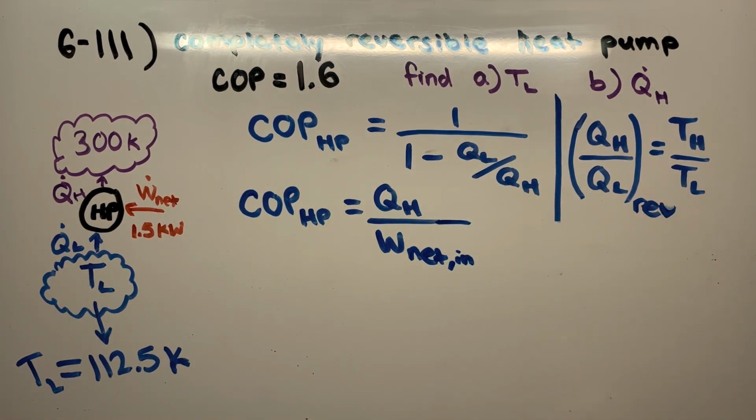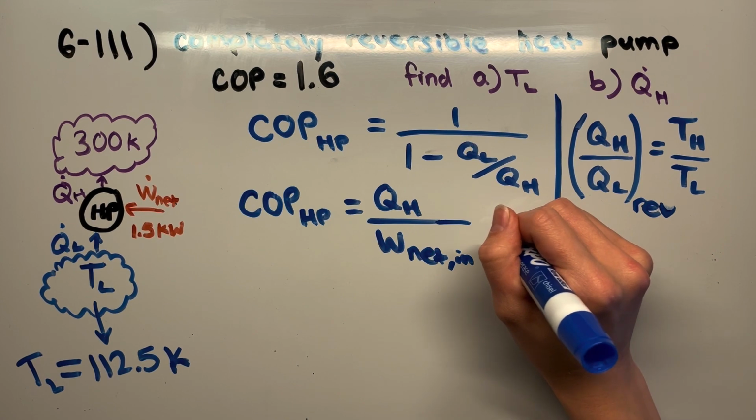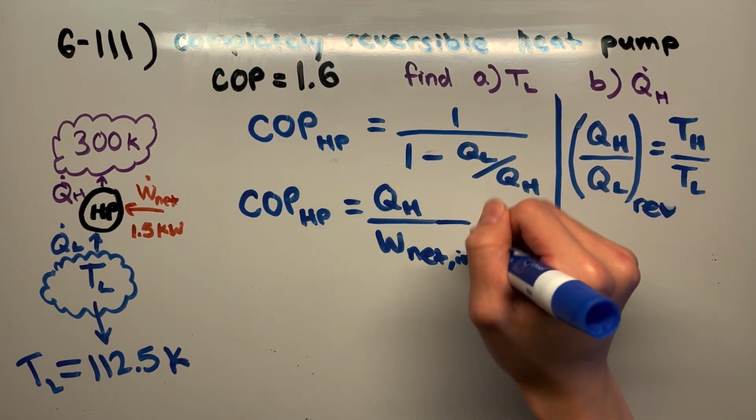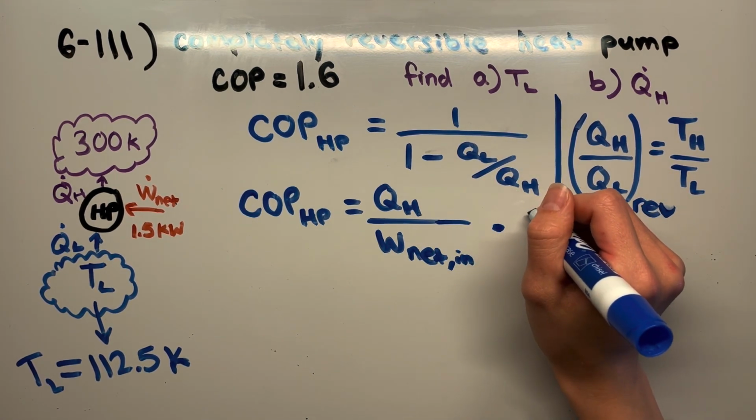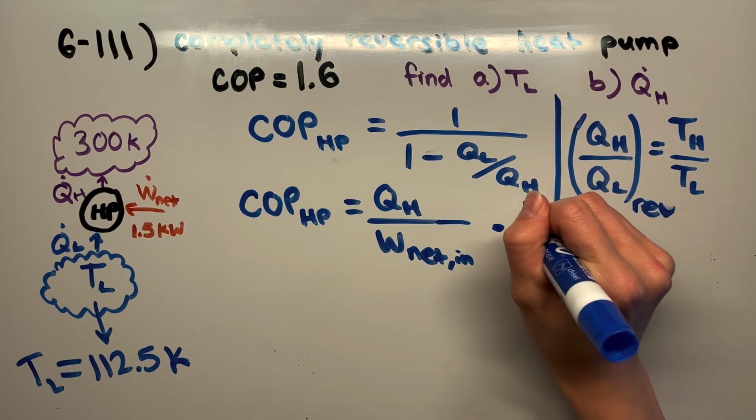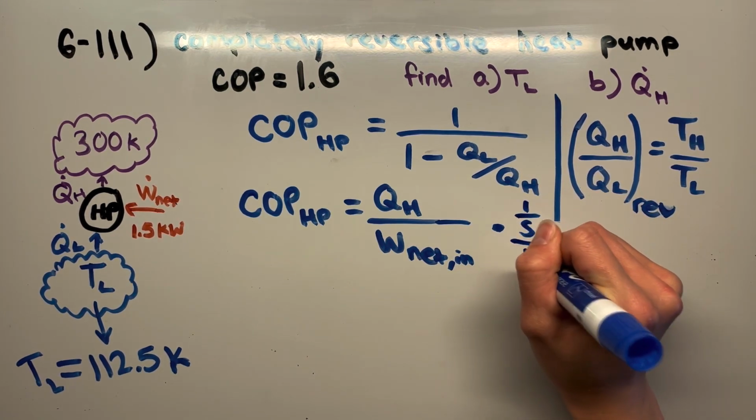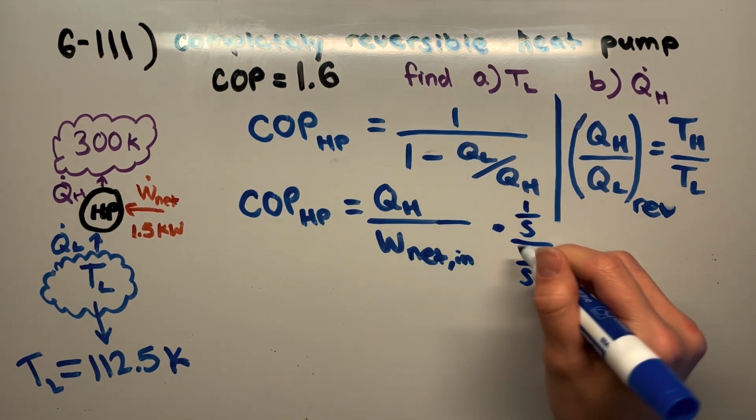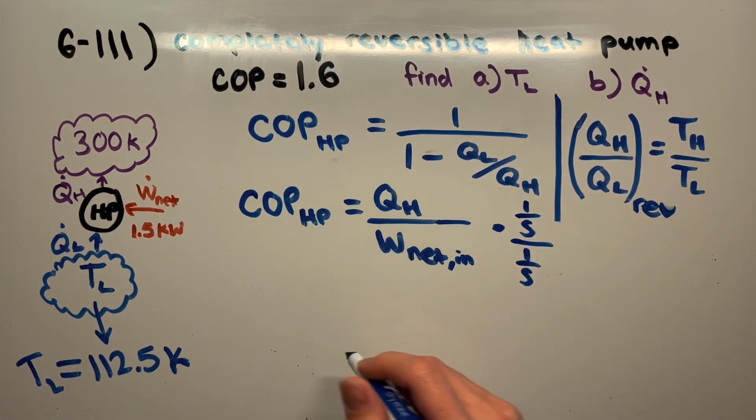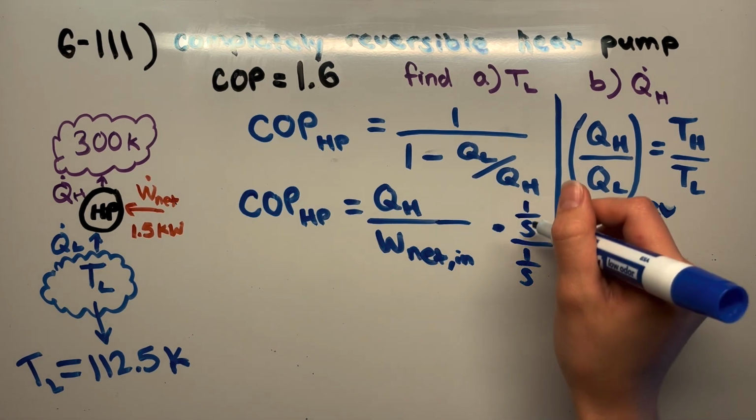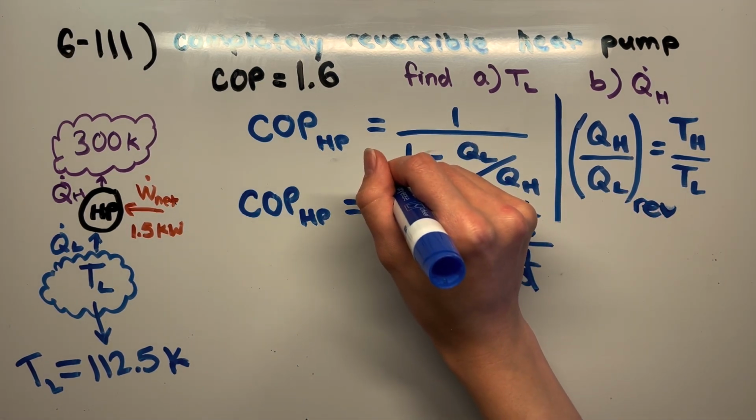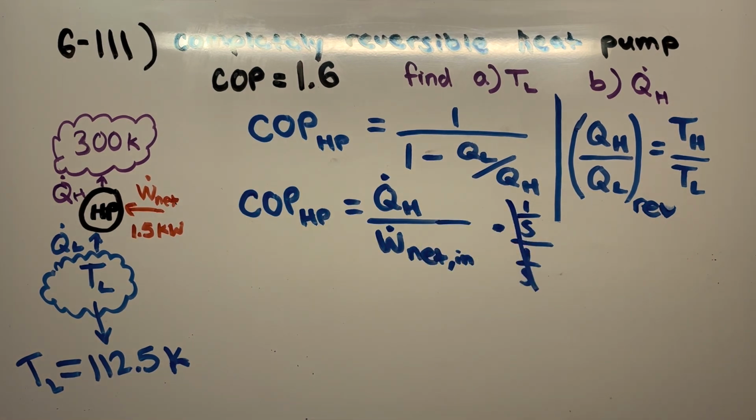In this problem, we want the rate. So we can technically divide both the numerator and the denominator by time, so 1 over seconds and 1 over seconds. This gives us the rate form of this equation. So instead of this, we can just put dots to notate that we are using this equation in the rate form.